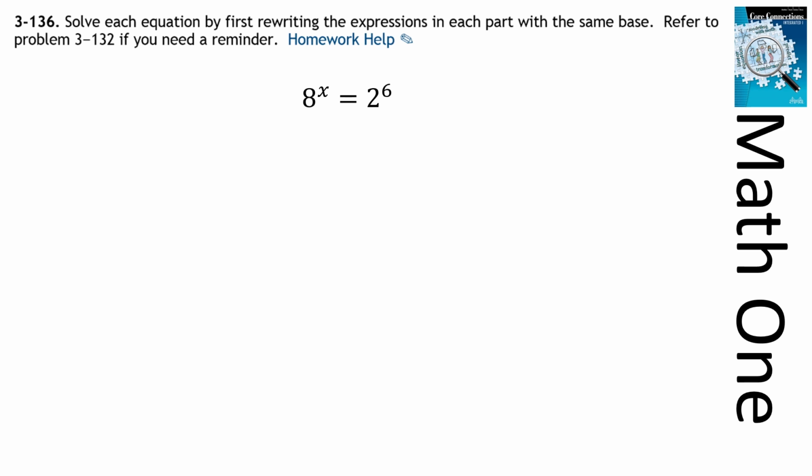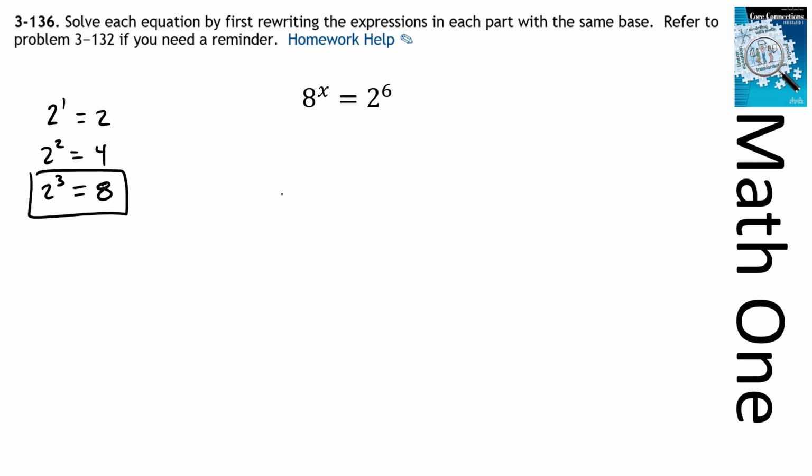In fact, I'm going to jot down some of the different powers of 2. I could have 2 to the first power is 2, 2 to the second power is 4, and 2 to the third power is 8. So this is the information that I'm going to use here, right? 8 is the same thing as 2 to the third power.